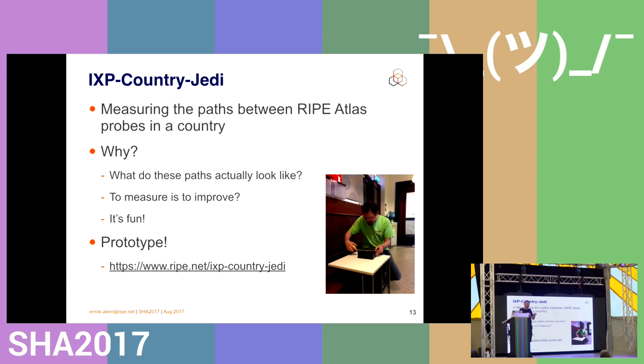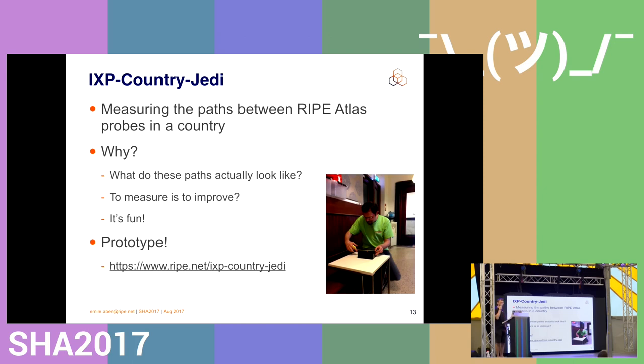For instance, two points in the Netherlands. Can we find points in the Netherlands where the path goes out of the country and comes back again? Because that's, well, suboptimal, you would say. So what does it actually look like? Are there any interesting things we can see in this? And can we improve the internet by doing this? And of course, it's fun to measure the internet, like I'm doing right there.